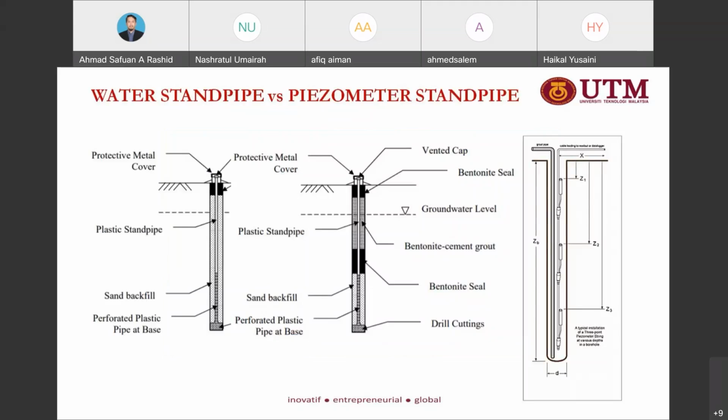So this is the difference between a water standpipe and a piezometer standpipe. A water standpipe is a normal standpipe to measure the groundwater level, while the piezometer standpipe can measure the water level and also the pore water pressure.